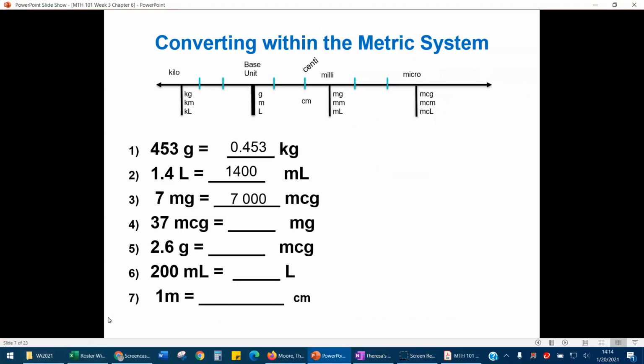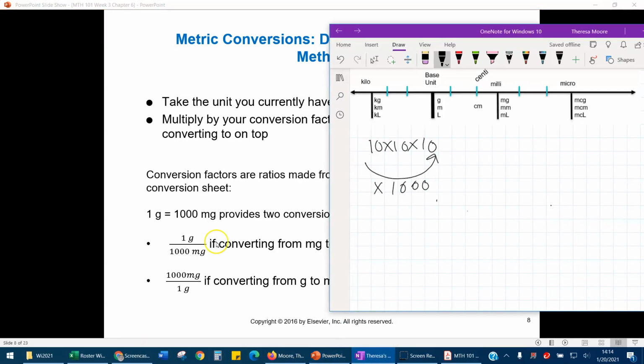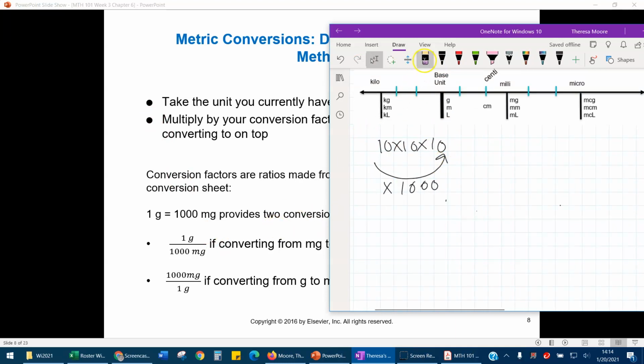Okay, so the next thing we're going to look at is a couple of other methods of doing exactly what we just did. We have the dimensional analysis method and the proportion method. I'm going to show you how each of these works. For both, you have to memorize your conversions, so the number line can actually help you with that as well.